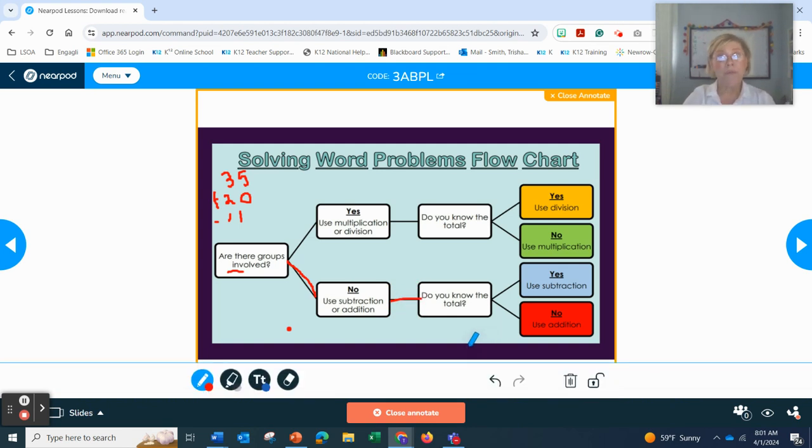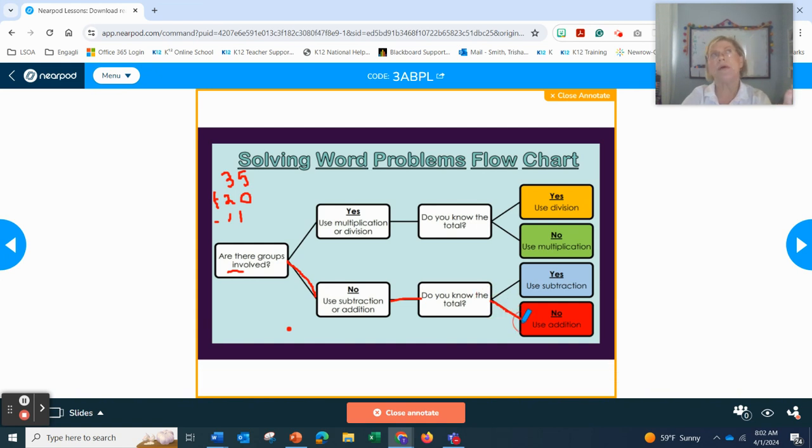Well, we know both parts. Yes, we do know the total, and no, we don't know the total. Why is it a difficult thing? Well, we know the total amount that was started with, but we don't know the total that was added. We know that original amount that was started with. So we don't know the total.